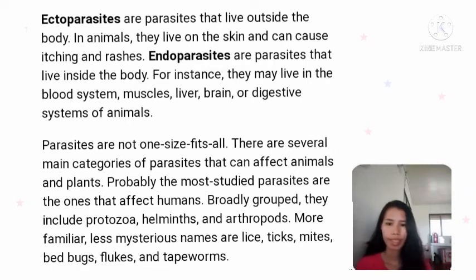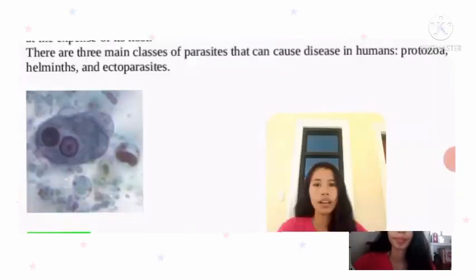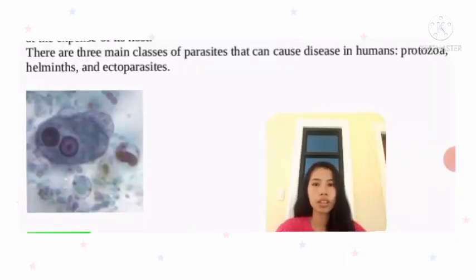Parasites are not one size fits all. There are several main categories of parasites that can affect animals and plants. Probably the most studied parasites are the ones that affect humans. Broadly grouped, they include protozoa, helminths, and arthropods. More familiar, less mysterious names are lice, ticks, mites, bedbugs, flies, and tapeworms. There are three main classes of parasites that can cause disease in humans: protozoa, helminths, and ectoparasites.